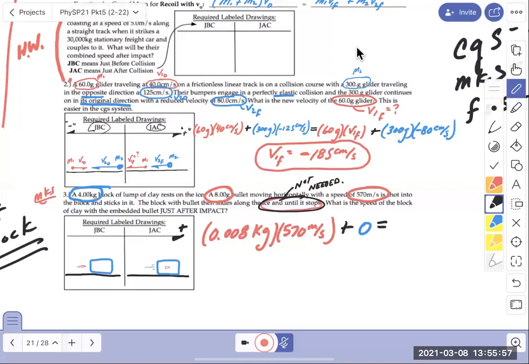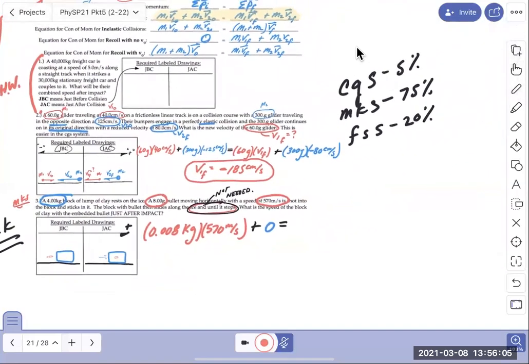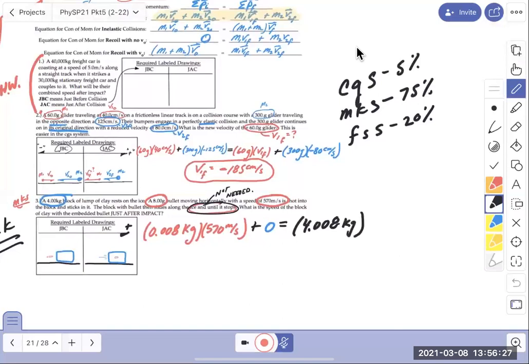And then that equals, now we combine the two. So someone in class might say, well, wait, you mean the block has nothing to do with it? No, not initially it doesn't. It has no momentum to begin with. Equals, and now we combine them, plus 4.008, because now it's a combination of the two masses, times what I'm trying to find, V final. That's it, right? That's it.